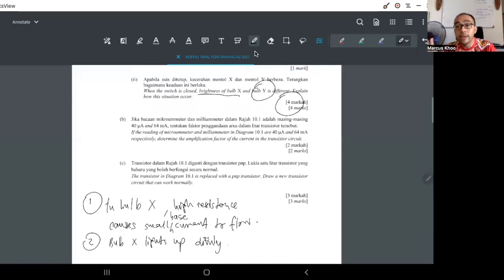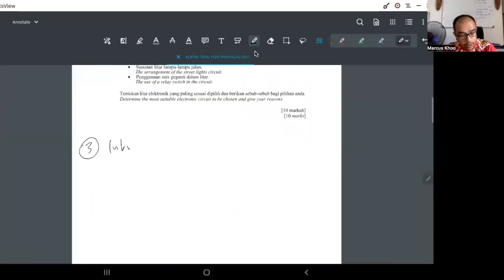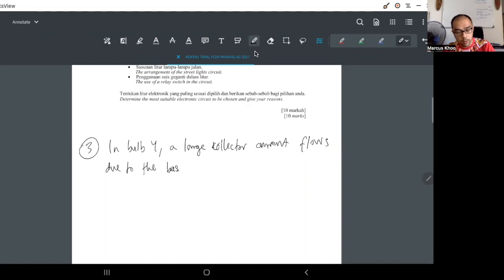Okay, so the 3 and the 4, you talk about bulb Y. Okay, I have no space. Okay, 3. In bulb Y, a large collector current flows due to the base current, switching on the transistor. And so bulb Y lights up brighter.